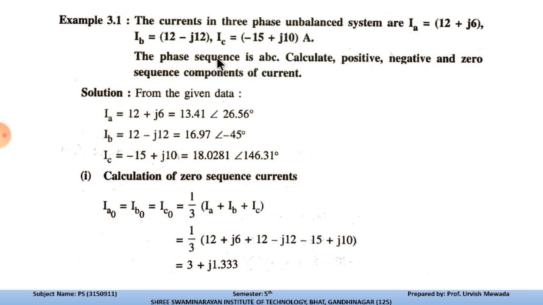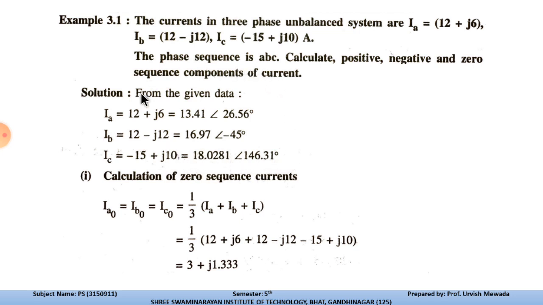So let us write the equations from the given data. The solution: IA is equal to 12 plus J6, which is in A plus JB form, so we are converting it to R angle theta. IA will become 13.41 at angle 26.56 degree, and for IB equal to 12 minus J12 we have 16.97 at angle minus 45 degree. For IC, minus 15 plus J10, the R angle theta is 18.0281 at angle 146.31.